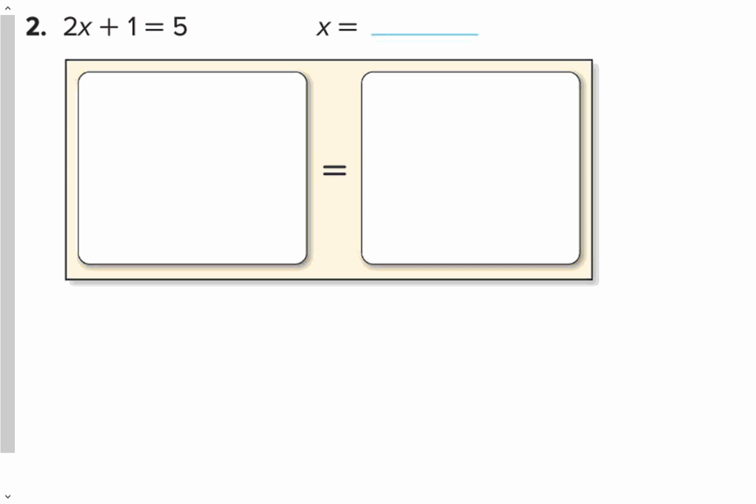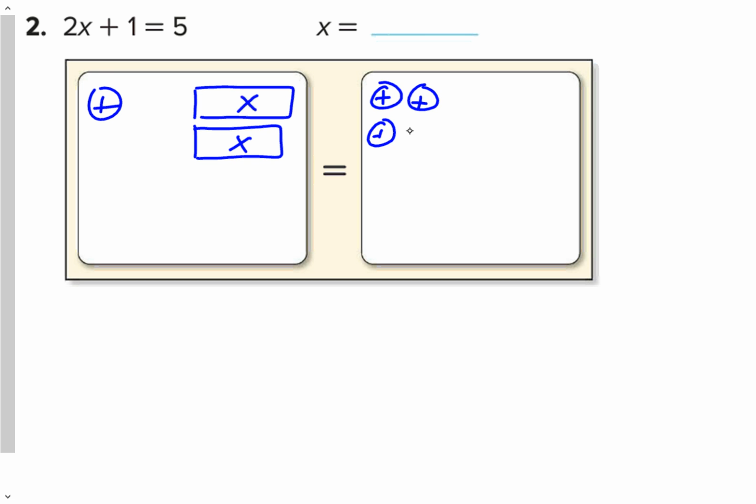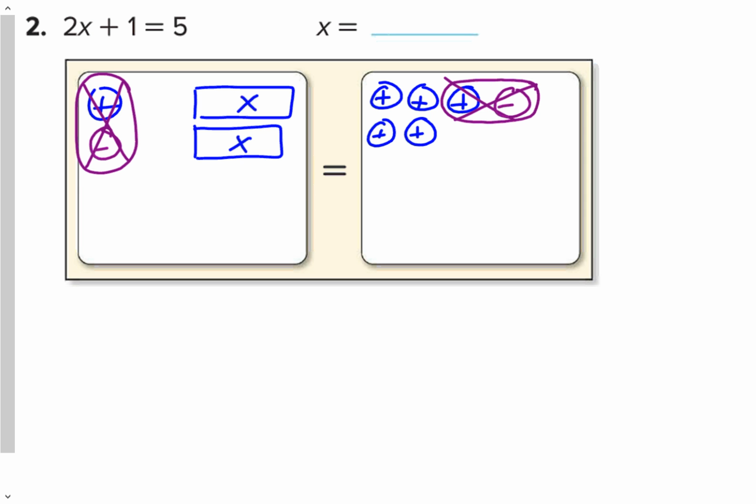Okay, 2x plus 1 equals 5. So I'm going to start off with my 2x's. And then plus 1, I'm going to put on the side here. Then I'm going to do my 5 chips on to the right. So now I want to get rid of this plus 1 here. So I'm going to add a negative chip here, the negative chip here. These cancel out, and so do these. So they go away. So now all you have to do is evenly distribute the chips to the x's.